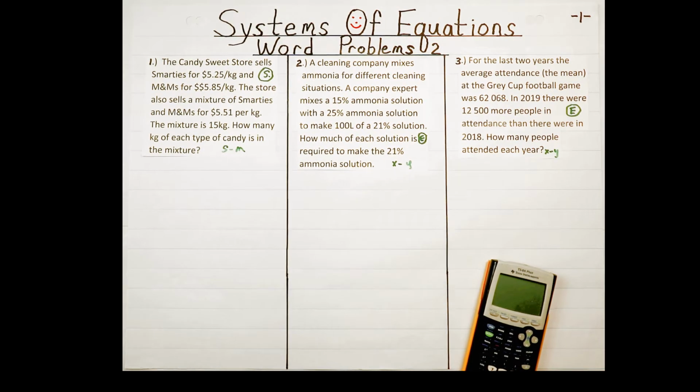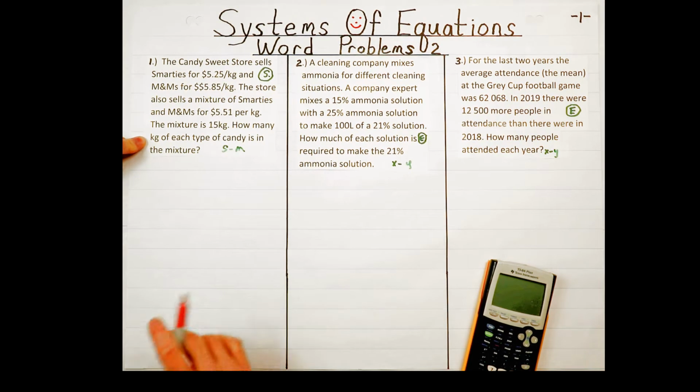Okay, the store sells Smarties for $5.25 a kilogram and M&Ms for $5.85 a kilogram. The store also sells a mixture of Smarties and M&Ms for $5.51 per kg. The mixture is 15 kilograms. How many kilograms of each type of candy is in the mixture?